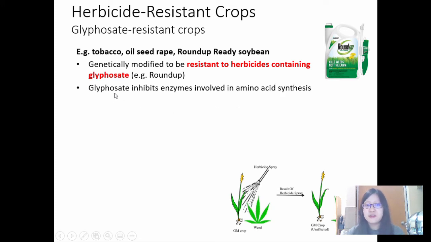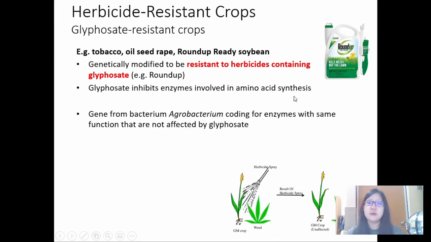And basically what glyphosate does is it inhibits enzymes involved in amino acid synthesis. But if you take a gene from the bacterium Agrobacterium, okay, and this bacteria has the enzymes coding for the same function but are not affected by glyphosate. So you take the gene from Agrobacterium, you put it in a Ti plasmid, you put it back into Agrobacterium, okay, and then you insert the gene coding for the enzyme into the crop plant.